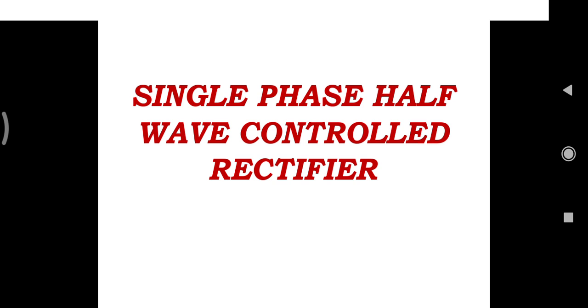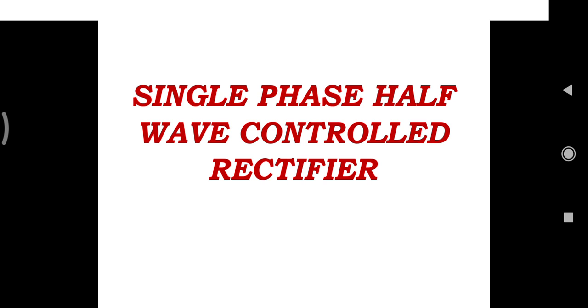Here, we also divide these rectifiers into two types. One is uncontrolled rectifier, and the second one is controlled rectifier. Before discussing the controlled and uncontrolled rectifier, we have to know what a rectifier is. A rectifier is nothing but a device which converts the AC quantity into the DC quantity. That is called a rectifier.